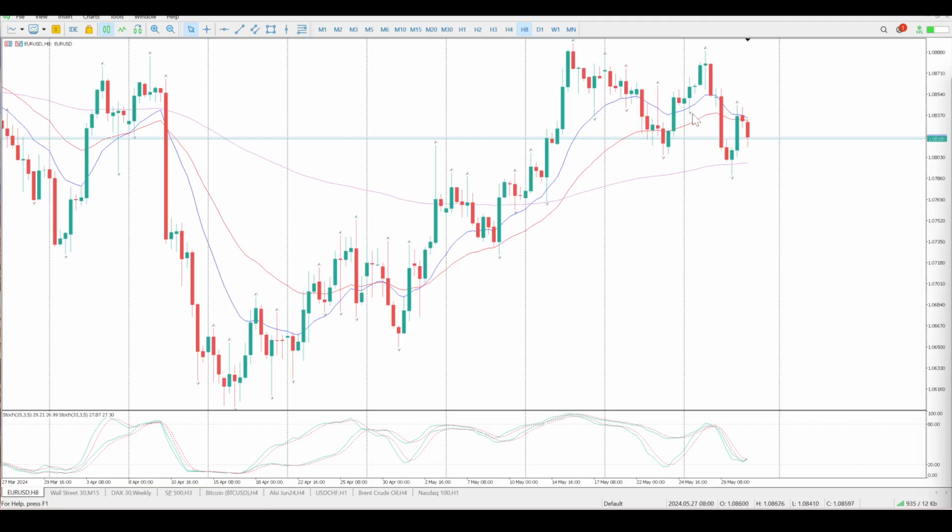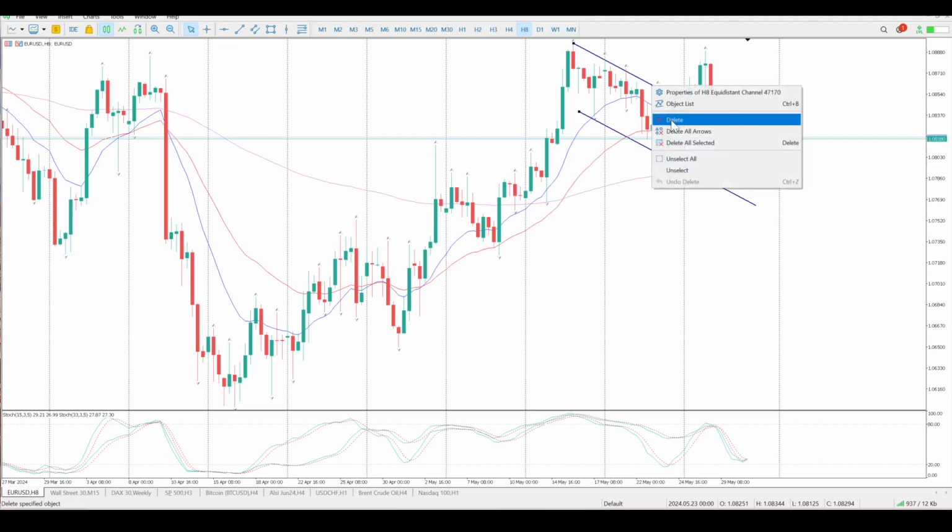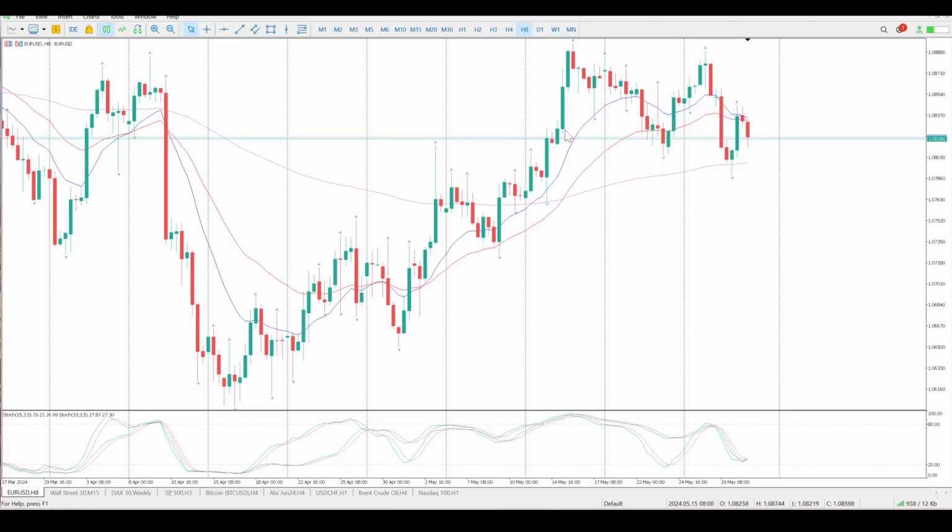It was looking like we had a flag break, and I'll just put this flag in. There it is. But we then bounced back into the flag. So can't really read much into that at the moment. So the only thing that I can read into this is that we are consolidating.